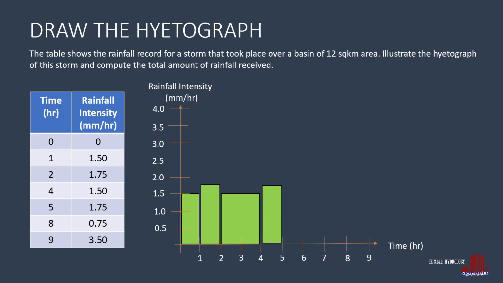From T4 to T5, the intensity is 1.75. Then the next 3 hours have an intensity of 0.75 mm per hour. Then from T8 to T9, the intensity is 3.5 millimeters per hour.